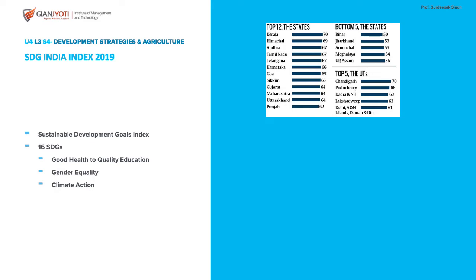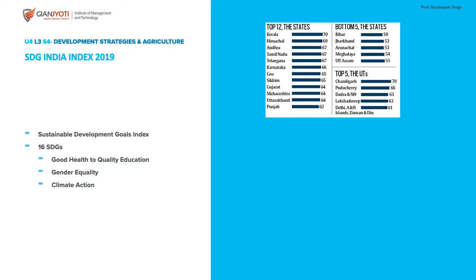Just to share with you, the top 12 states with the maximum index are like this. Kerala is topping with 70, Himachal is second with 69, then Andhra, Tamil Nadu, Telangana, Karnataka, Goa, Sikkim, Gujarat, Maharashtra, Uttarakhand, and 12th is Punjab with 62 index. At the bottom, there are 5 states: Bihar, Jharkhand, Arunachal, Meghalaya, UP, and Assam, each with 55.